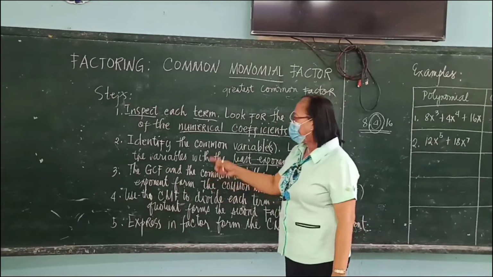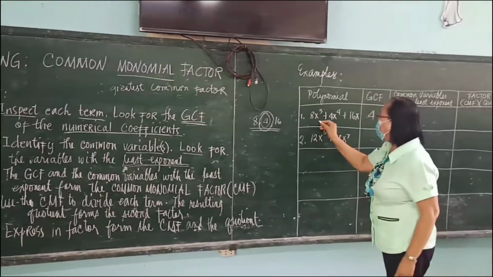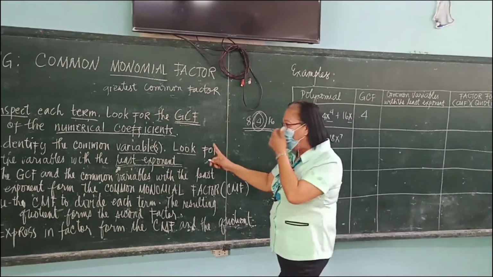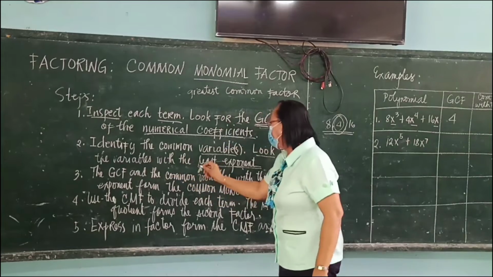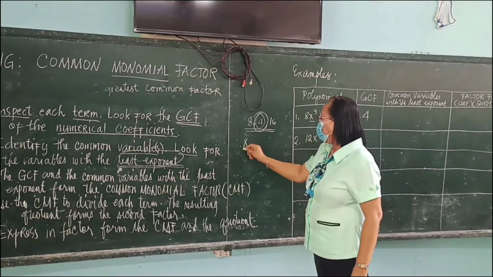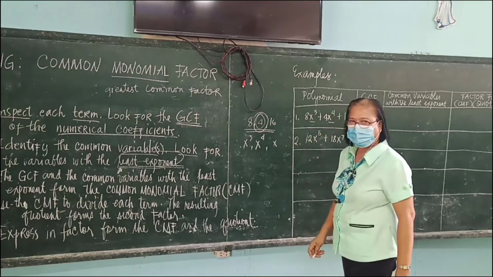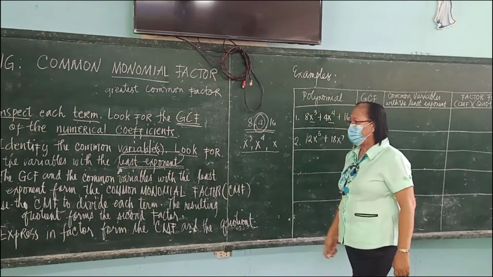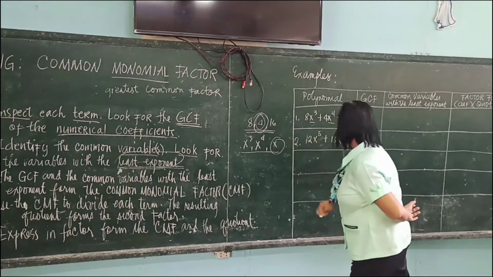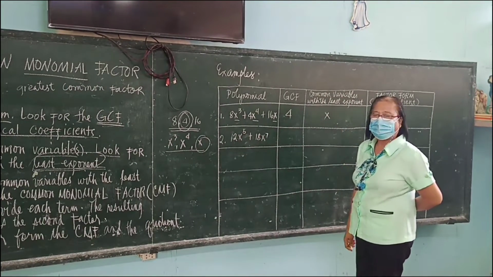Next, step 2, you have to identify the common variable. In example number 1, we have x, x, and x. Then we look for the variable with the least exponent. Here we have x cubed, x to the power of 4, and x. Which variable has the least exponent? This is the x. So this is the common variable with the least exponent.